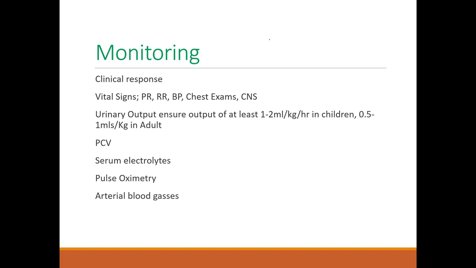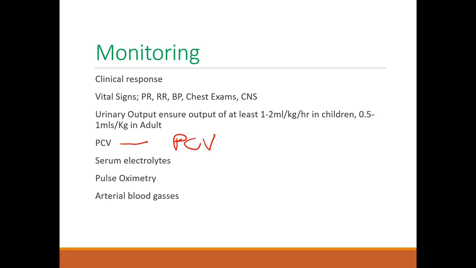You have to do serial monitoring of the packed cell volume because burns will lead to red blood cell destruction. And initially, there is hemoconcentration because of the fluid loss. So after resuscitation, you need to repeat the PCV to check if there is anemia. You group and cross-match and transfuse the patient.